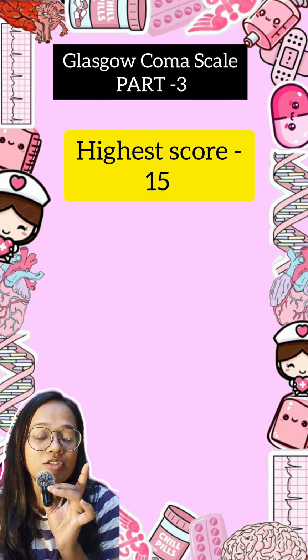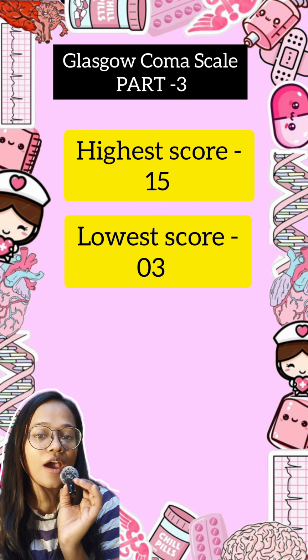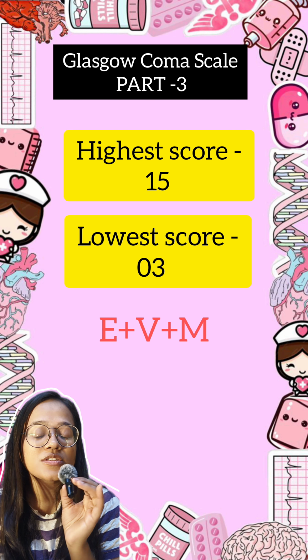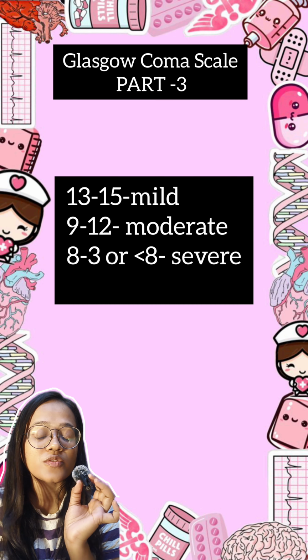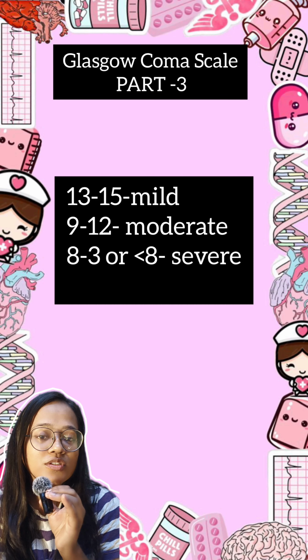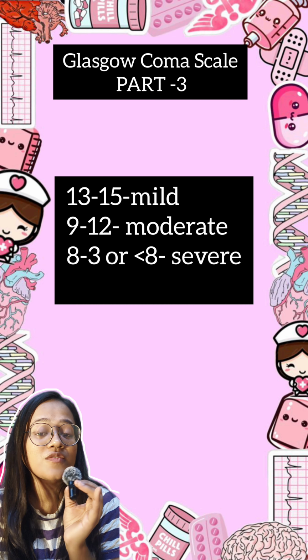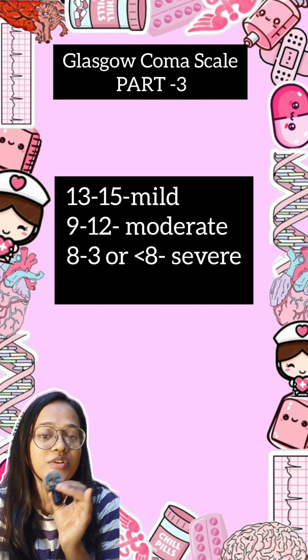And remember, the highest score in GCS is 15 and the lowest score is 3. And how do we calculate the score? By adding the eye response score, verbal response score, and motor response score. If the score comes between 13 to 15, it means mild head or brain injury. If the score comes between 9 to 12, it means moderate head or brain injury. If the score comes between 8 to 3, or less than 8, it means severe brain or head injury.